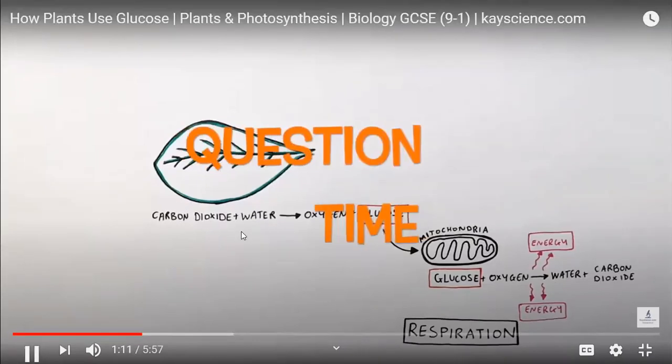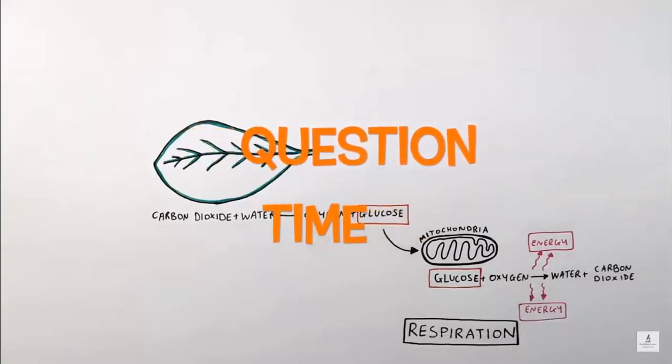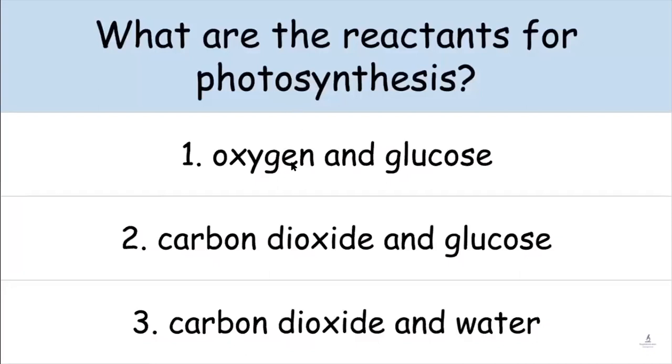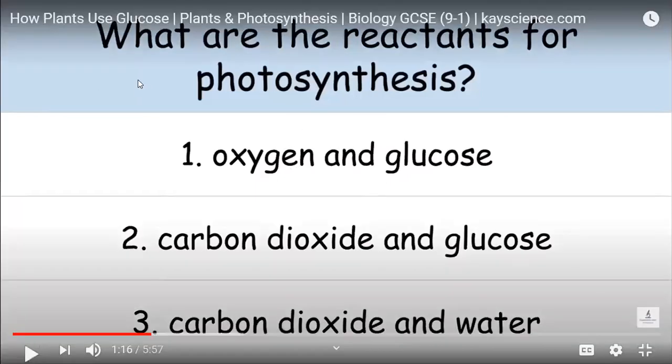It's question time. Attempt these questions to check your understanding. So who would like to answer this question? What are the reactants for photosynthesis? What were the two things which were on the left side of the arrow? You saw there was an arrow. On the right side we have something, and on the left side we have something. So the left things are the reactants. What were the two things which were reacting together?